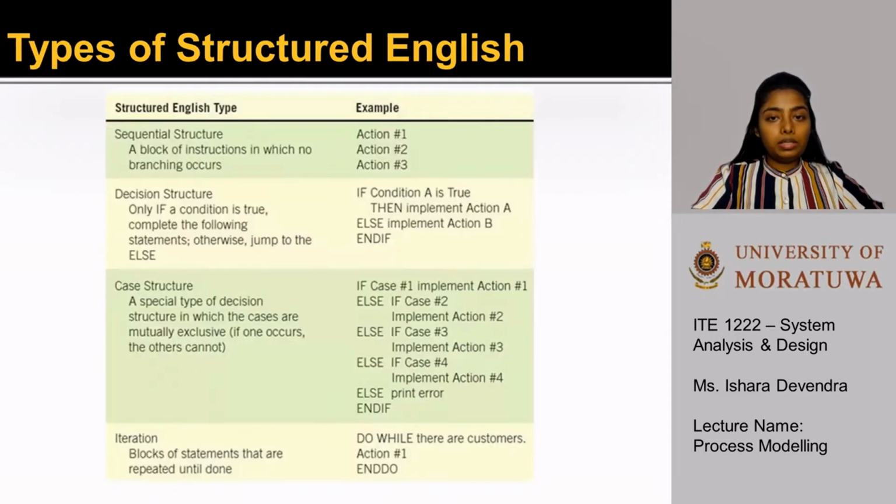In this figure, you can see the types of structured English and the examples. In sequential structure, we can use a number of actions according to a sequence or some order. In decision structure, we can use if-then logical statements to represent the conditions. In case structure, we can use if-else statements together with a case statement. To represent iterations, we can use do-while statements. So I'll explain them with examples, so you may get a better understanding of this.